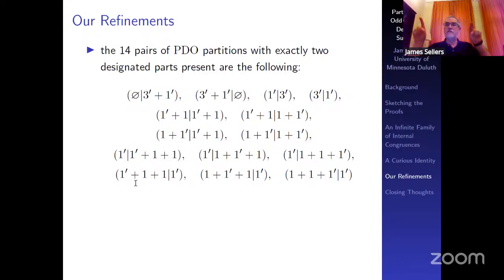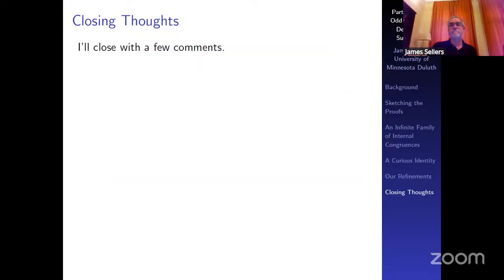Now, sometimes there's a designation, 1 on each side of the vertical line. Sometimes both designations are on the same side, as in the case up here and up here. But the ultimate point is these 14 get mapped to the 14 that I showed you a moment ago, and the 8 that I showed you earlier get mapped to the 8. So we have a refinement now of the original identity.